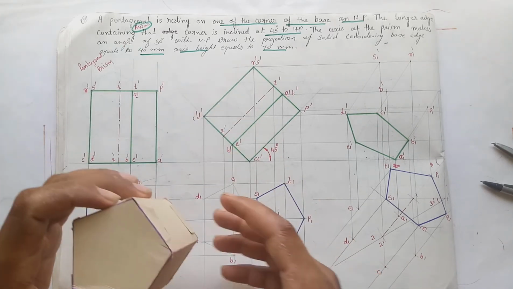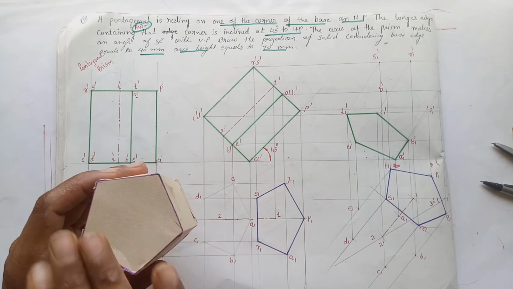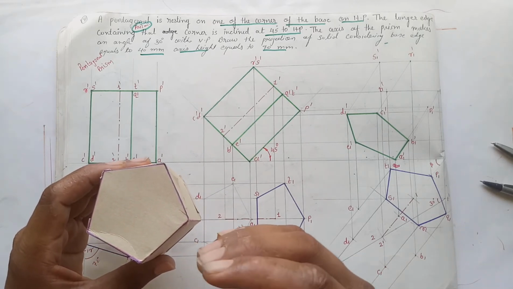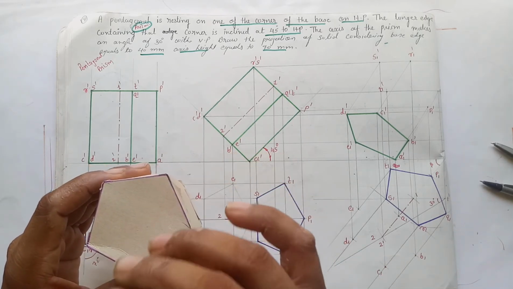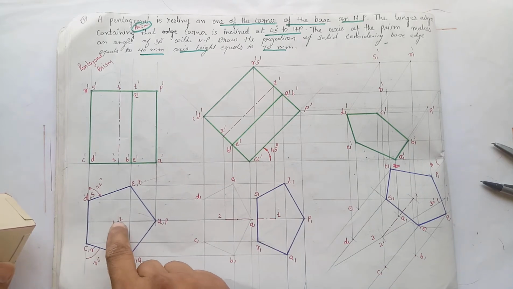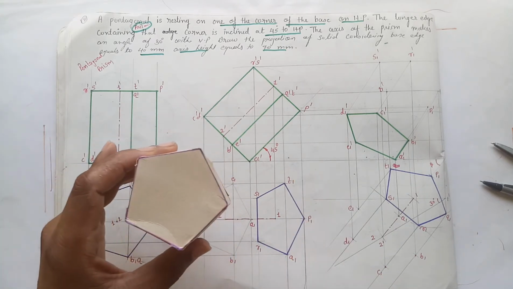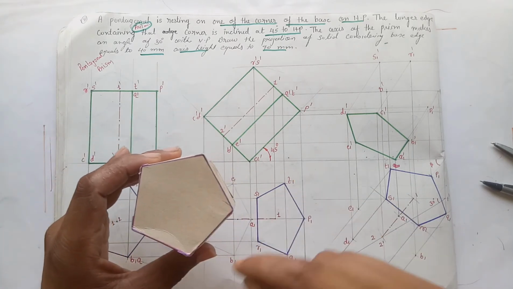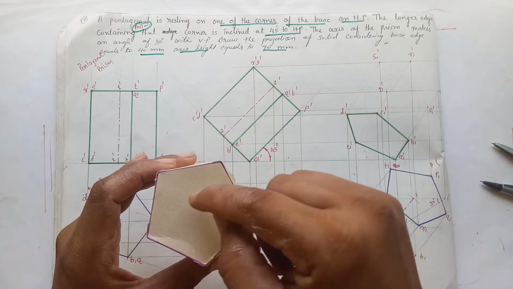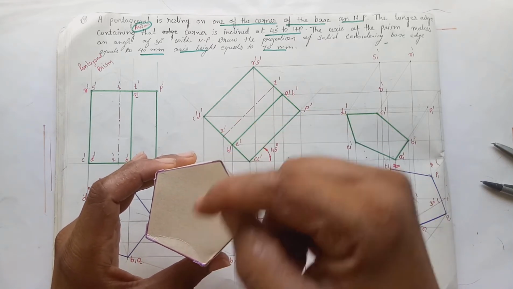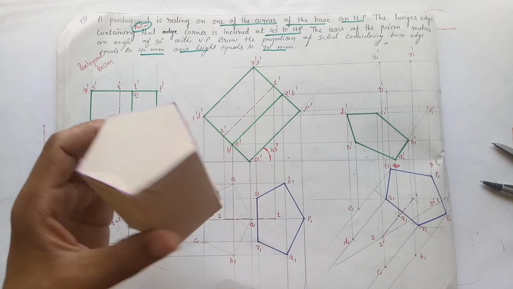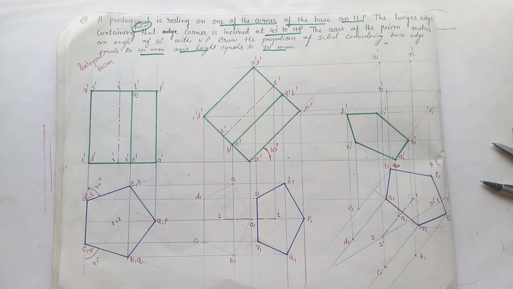Now here you can see that we don't have any slant edge in the prism. In a pyramid we have the slant edge, that's why we have to connect the center to each corner, but in a prism we don't need to join the corner to the apex point or plan of the apex point to show the slant edge, because a prism doesn't have any slant edge.